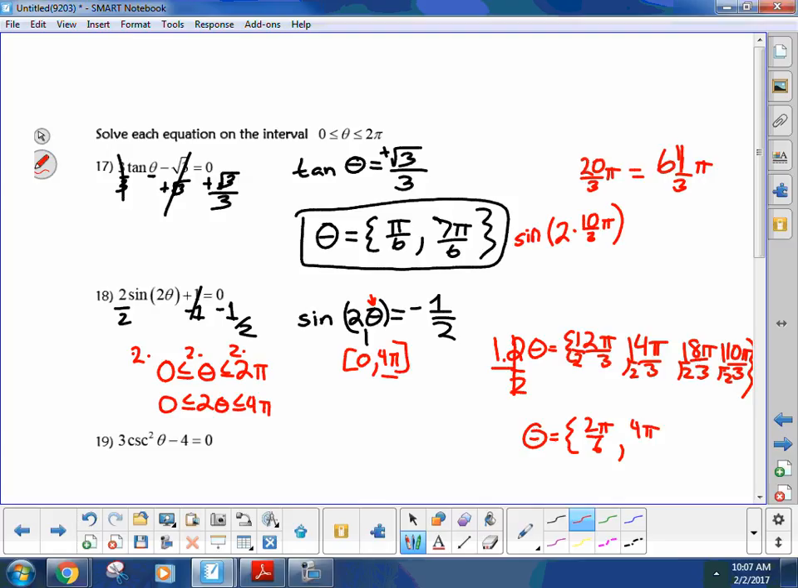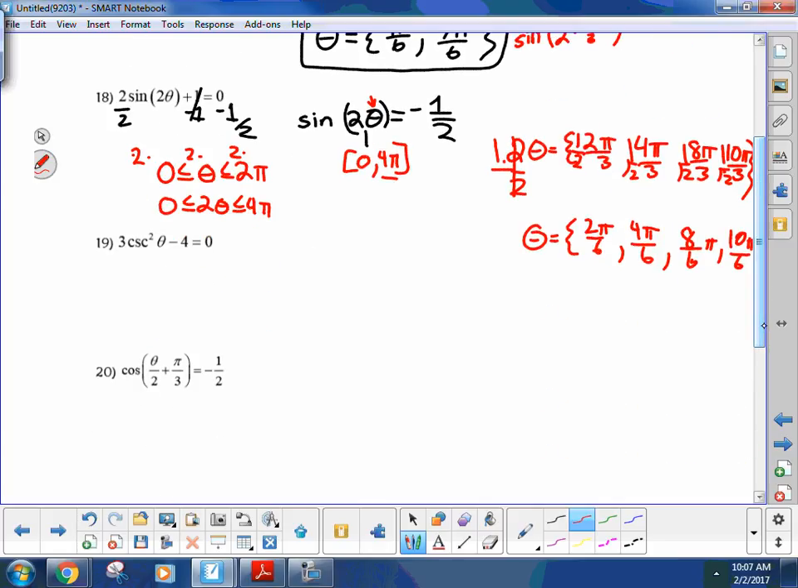4 pi over 6, and all these could be reduced. 8 pi over 6, 10 pi over 6. Since all of them can be reduced, I'll go ahead and reduce them. Pi over 3, 2 pi over 3, 4/3 pi, and finally 5/3 pi. Lovely. And that'll be the solution for that one.